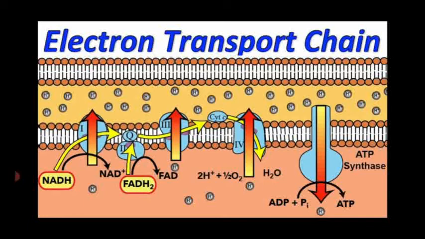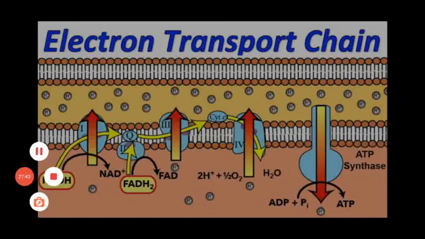See the diagram, the last one is the F1 particle. This is the inner membrane of the mitochondria where the electron transport chain takes place. Dear students, I hope you understood that the electron transport chain takes place in the inner membrane.